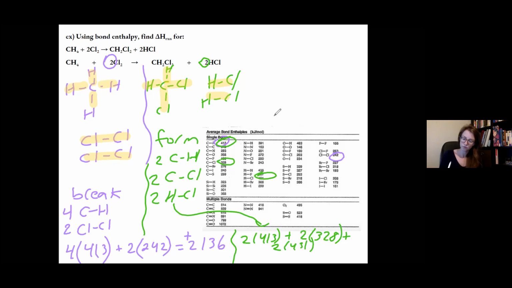2 times 413 plus 2 times 328 plus 2 times 431, making it a negative value because forming bonds is always exothermic, which is negative. I get negative 2,344. And to get my final answer, I'm going to add those two values. And I get negative 208 kilojoules per mole.